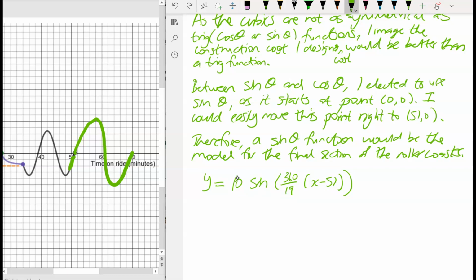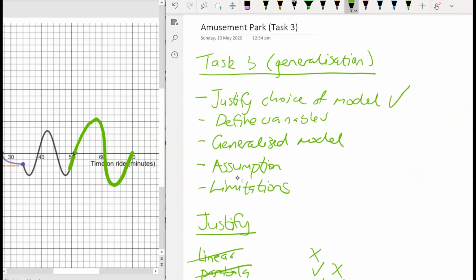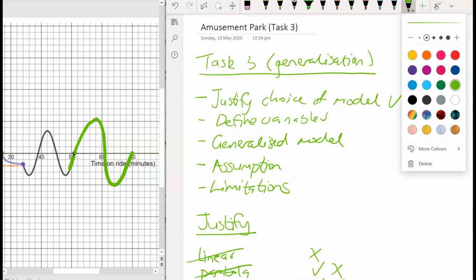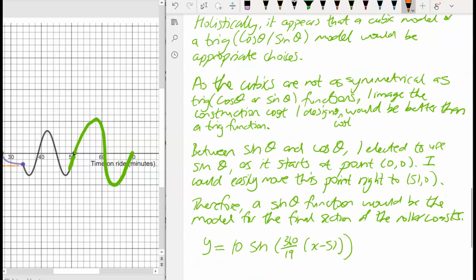So for me, that looks like we've now fully justified our model. So let's have a look at the next step. Let's scroll back up. What else do we need to do for this part? We've justified the model, which was the big part. Let's change pen colors now. Let's move to orange. We now need to define the variables, we need to generalize the model, and we need to discuss assumptions and limitations.